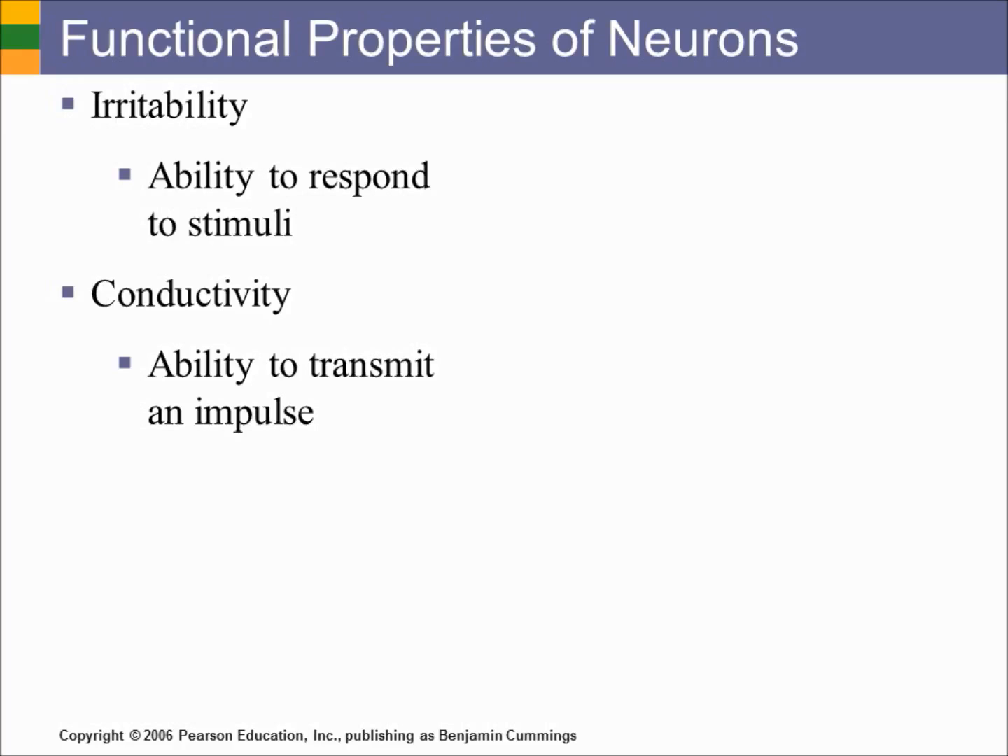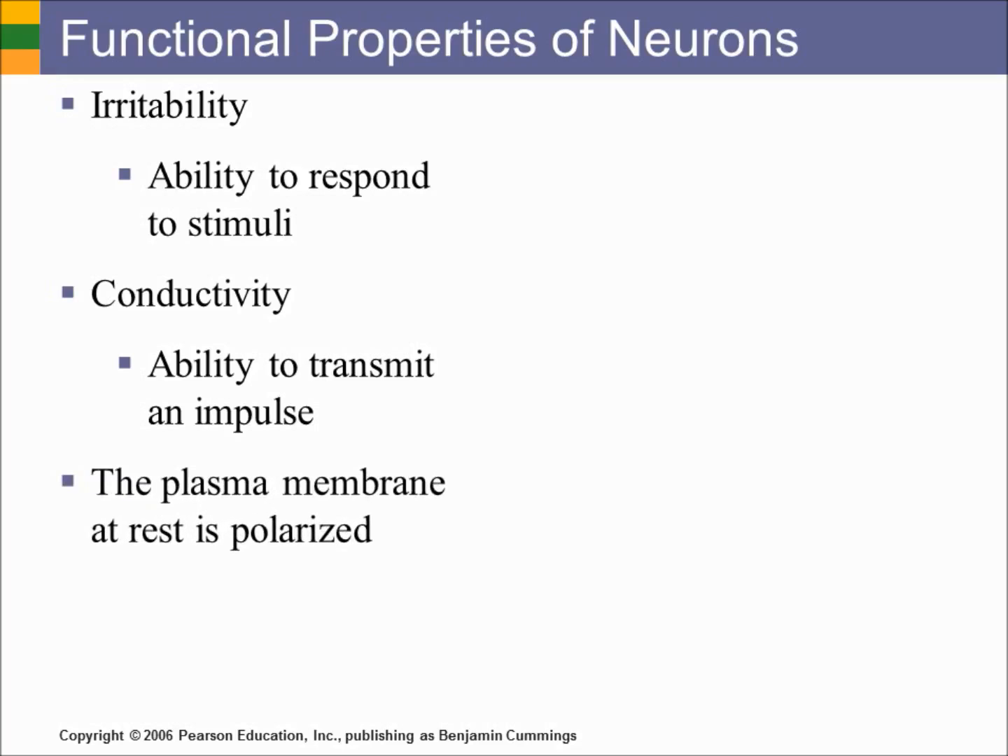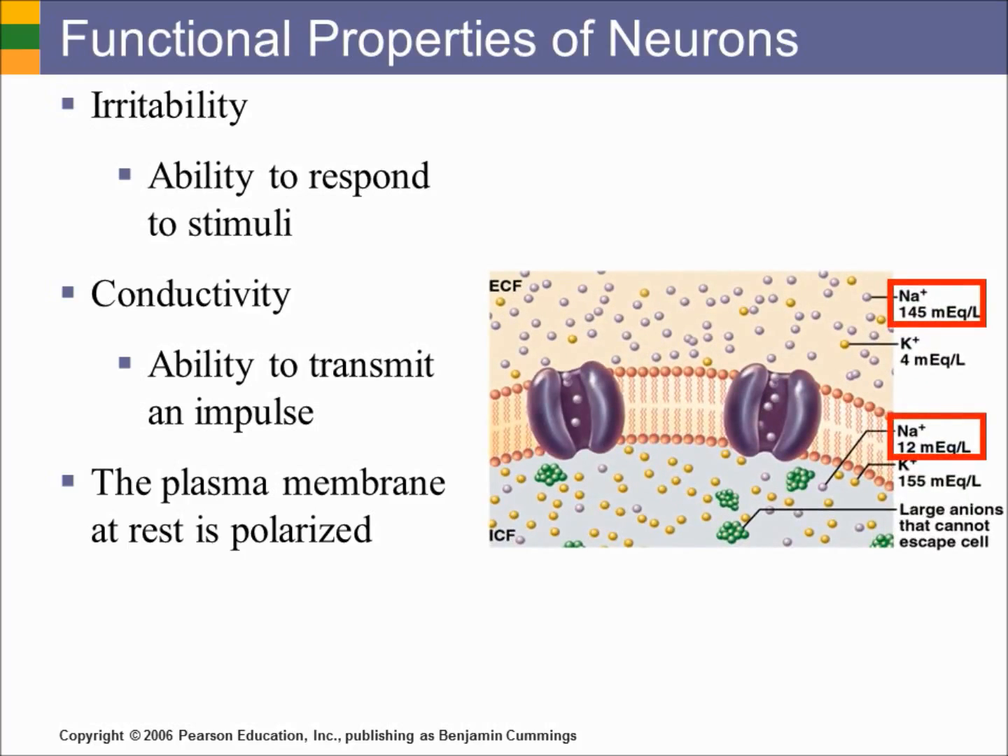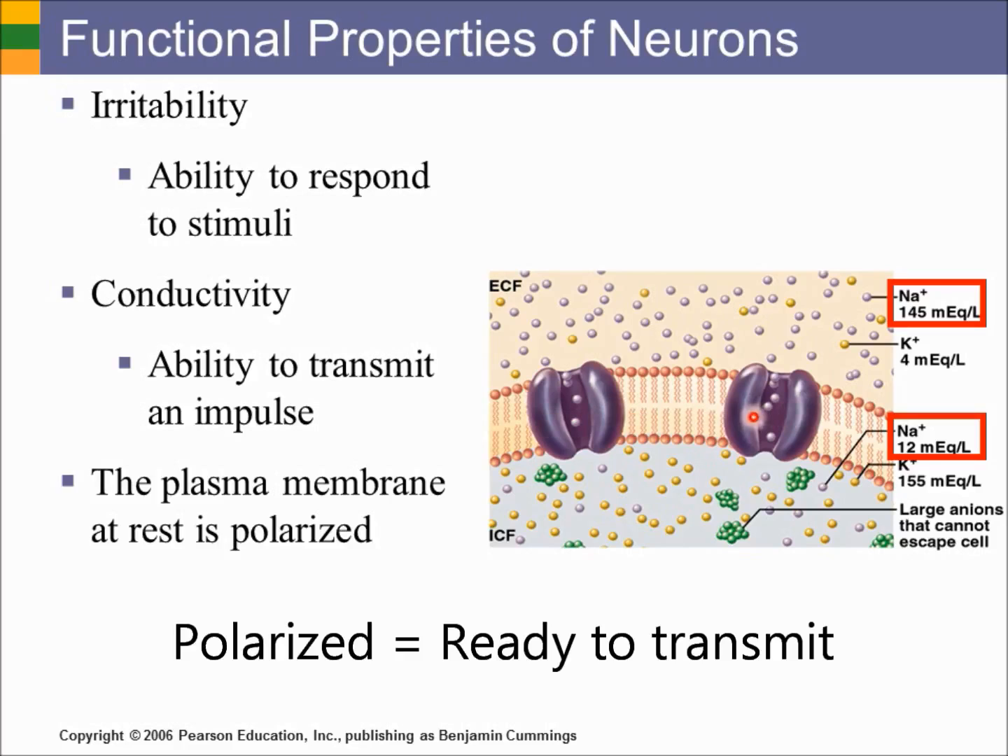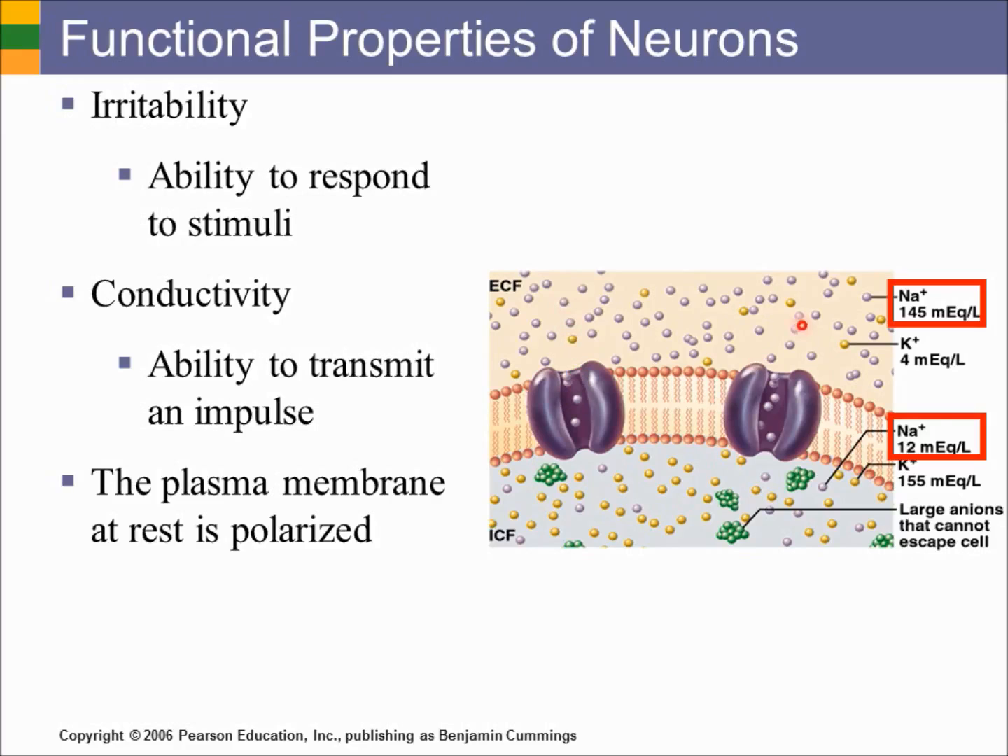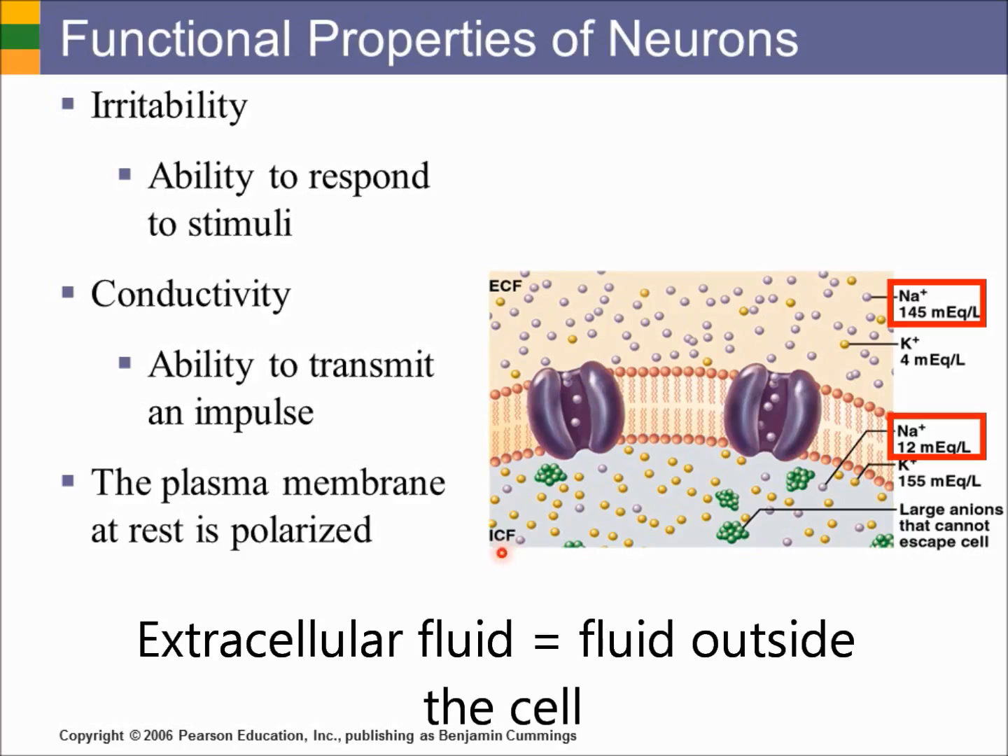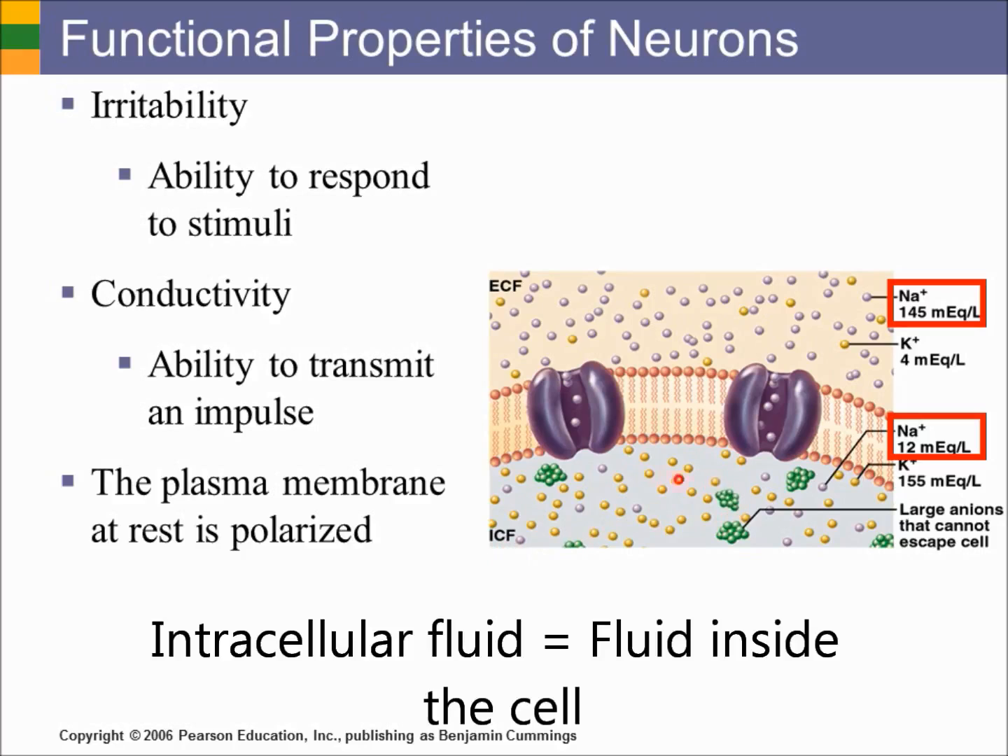Now, as we begin this discussion, we're talking about the plasma membrane as being polarized. A polarized plasma membrane is one that is at rest. It's not going to conduct an impulse. Here's what that means. In this picture here, we've got a plasma membrane right here, and we have sodium and potassium ion channels here. So we're allowing some ions to pass through this. ECF, extracellular fluid, ICF, intracellular fluid. So this is on the inside.